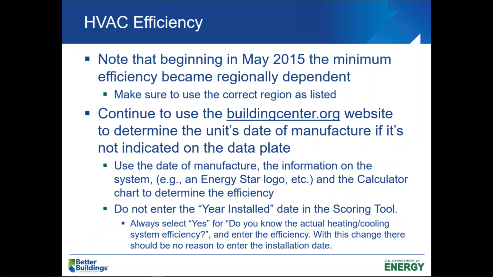So again, to reiterate, since May 2015, the minimum efficiencies became regionally dependent. Continue to use the buildingcenter.org website where you need to in order to find the equipment manufacture date so you can choose the right efficiency. And again, do not use the year installed. There should be no reason for using that any longer. You've got the information to define the efficiencies now.